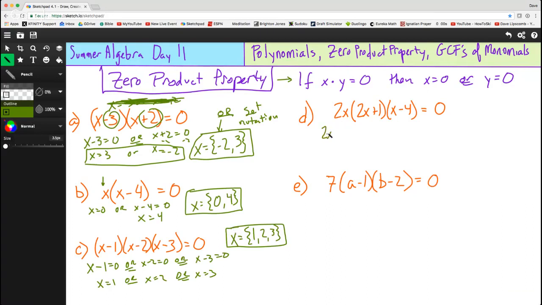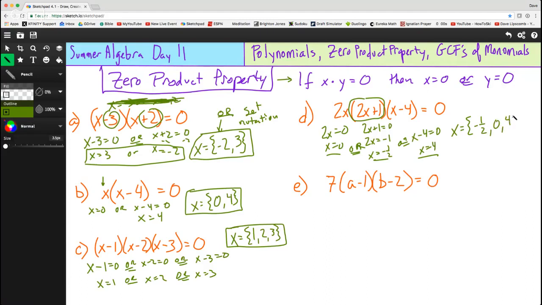Here, 2x equals 0, which is just x equals 0. Now here we have a tricky one, so don't screw this one up either. So 2x plus 1 equals 0. That's 2x equals negative 1, so x equals negative 1/2. That's an or. Or x minus 4 equals 0, which is x equals 4. So write these in numerical order. X equals negative 1/2, comma 0, comma 4.